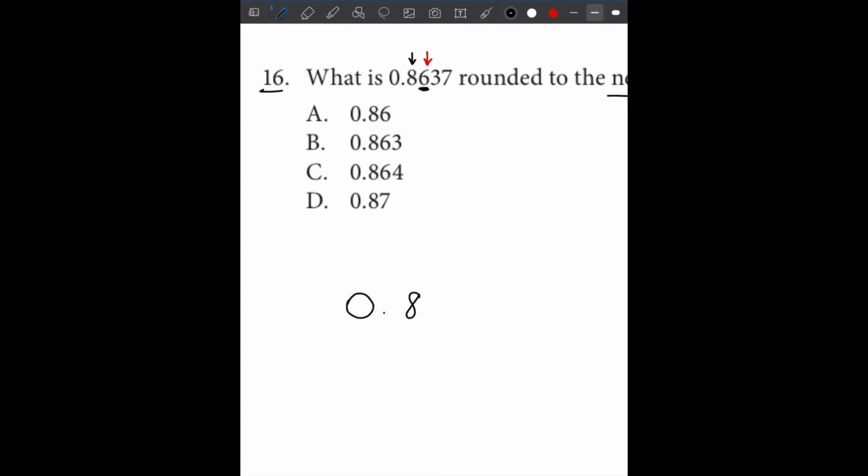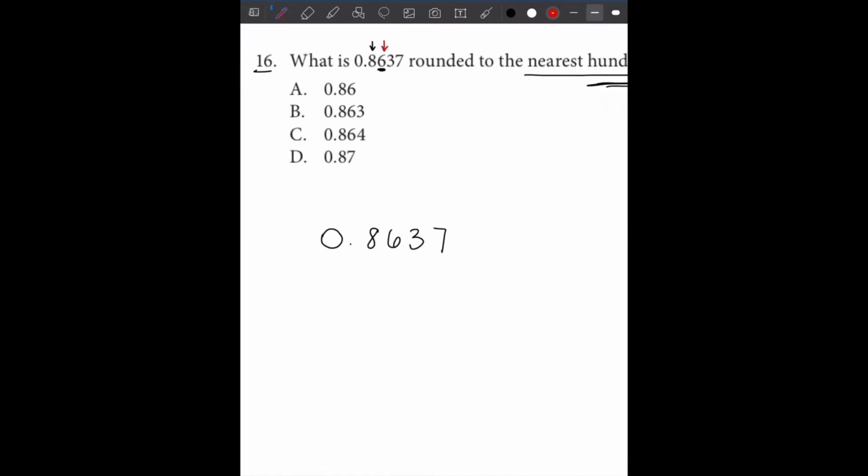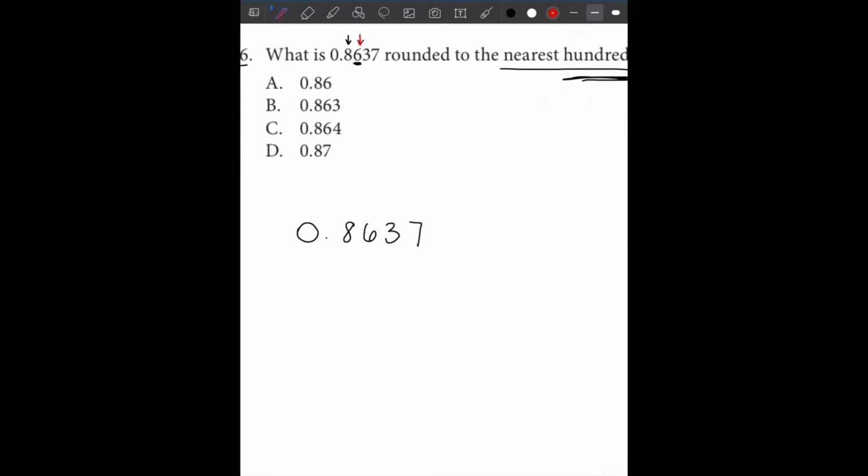I'm going to rewrite the number like this. If we want to know what that number is rounded to the nearest hundredth place, we look at the hundredths place right here. And we always have to look at what is to the right of that number, which would be this. If this number is 5 or higher, then it's strong enough to round this up one digit. So if it's a 6, it would go to a 7.